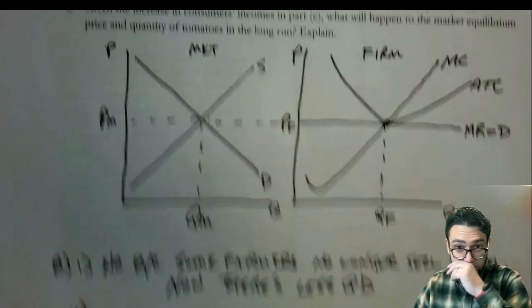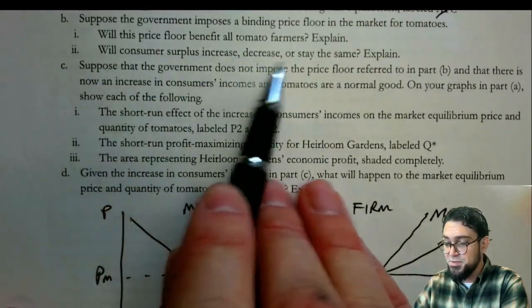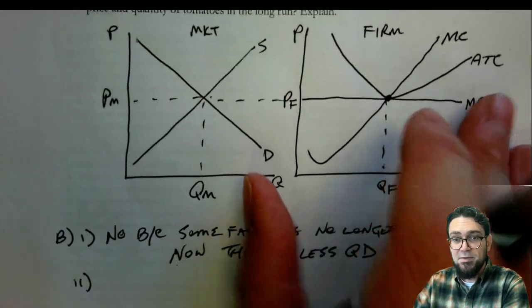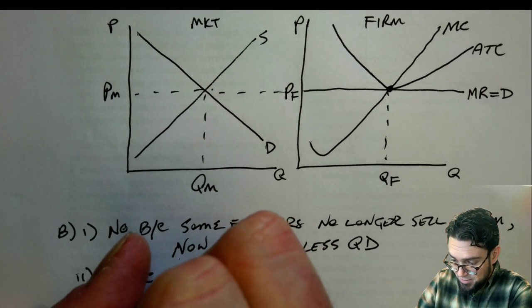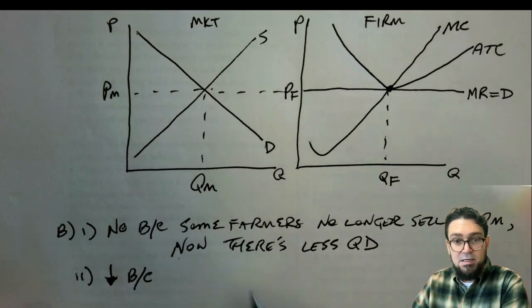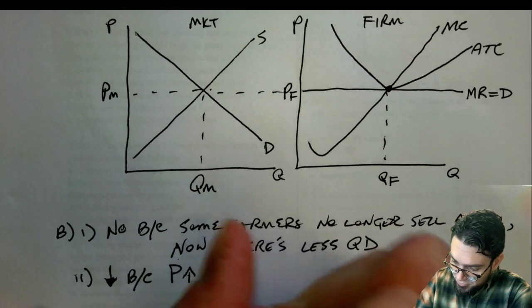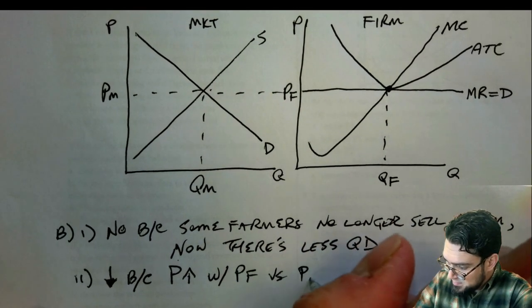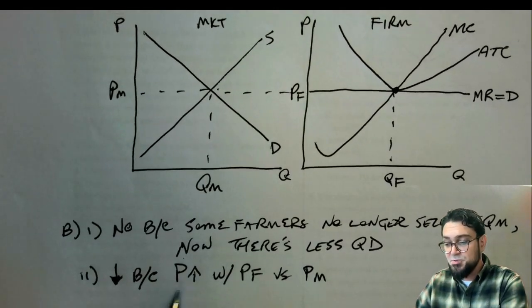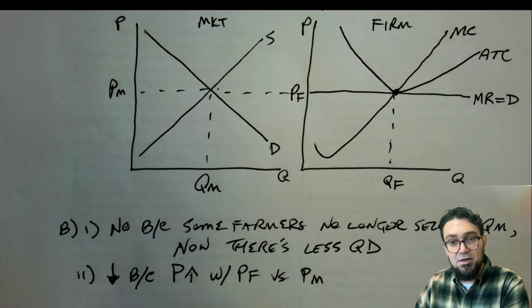Part 2 says, will the consumer surplus increase, decrease, or stay the same? Explain. Now this one, I can clearly say it's going to decrease, make sure my arrow is big, decrease because price increased with PF versus PM. And this is really just enough to say the price is higher and that's going to cause there to be less consumer surplus.